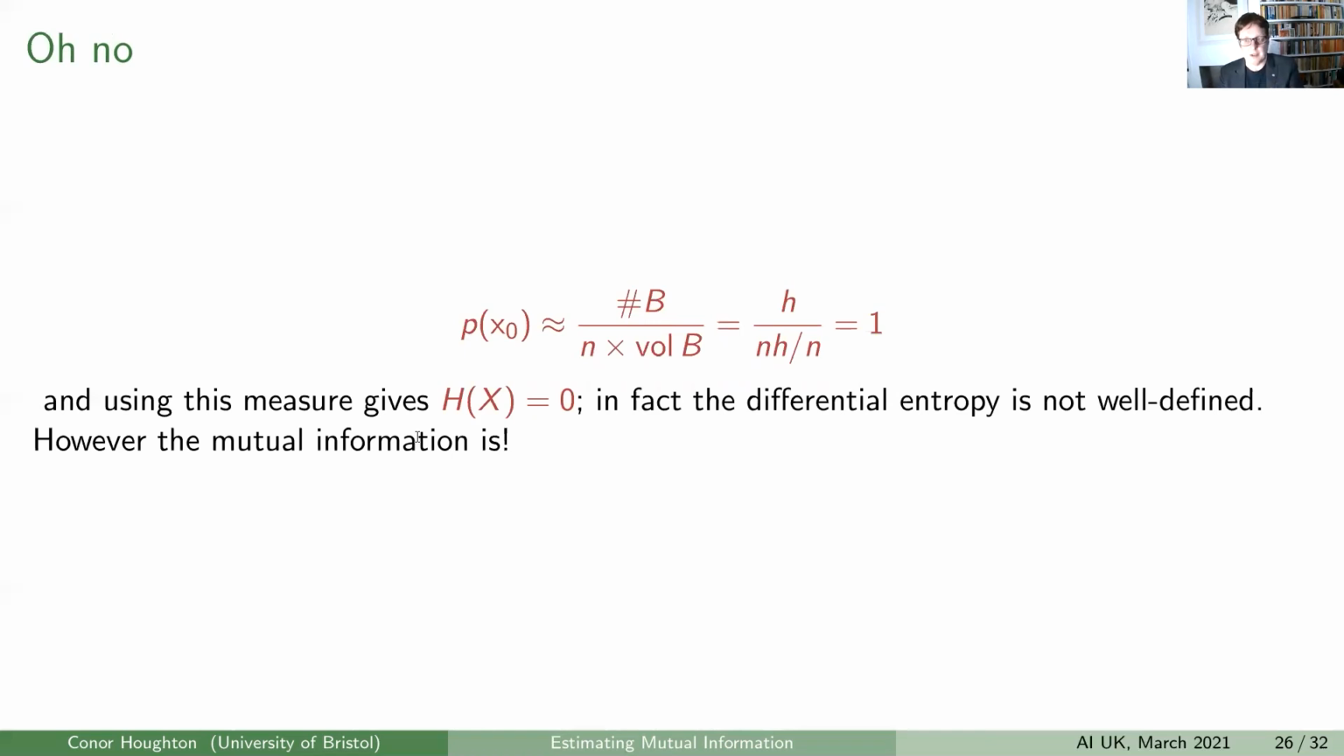And we've seen that here. We've chosen the measure, in fact, that trivializes the entropy. And that seems like a problem until you remember that mutual information is well-defined. It doesn't depend on the measure.